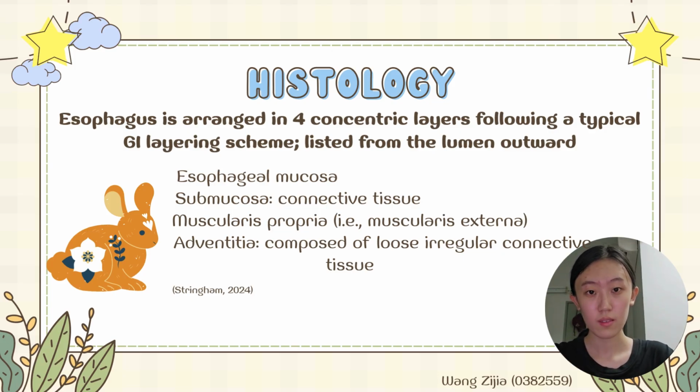The esophagus is arranged in 4 concentric layers following a typical GI layering scheme. This is from the inside outwards: esophageal mucosa, submucosa, muscularis propria, and adventitia, composed of loose irregular connective tissue.